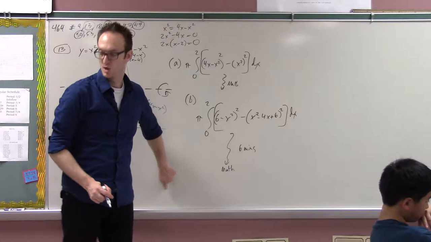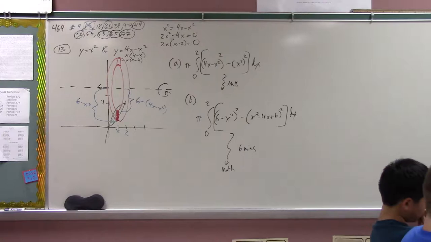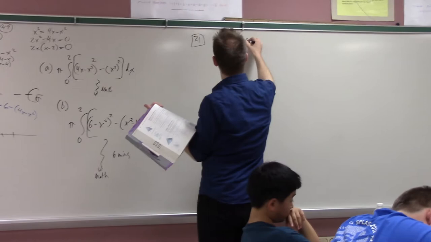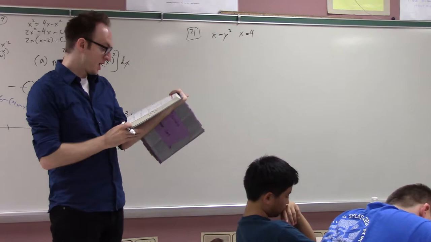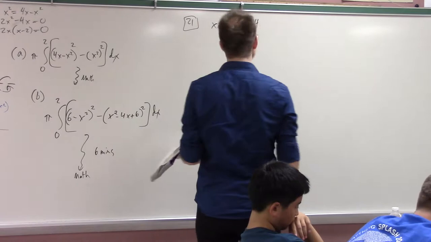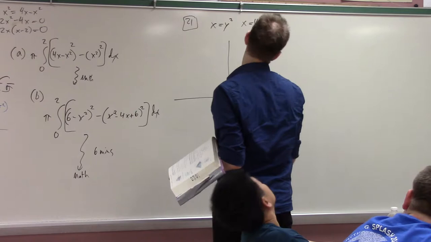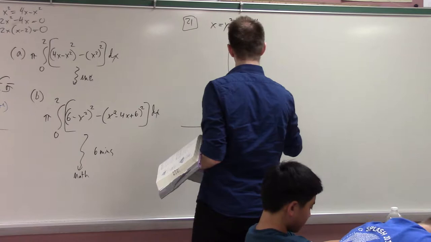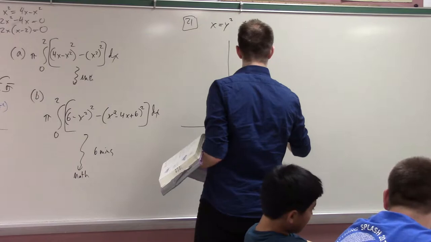21 is the other kind of skill that you need. 21 says, take the curve x equals y squared and x equals 4. Find the region enclosed by those two curves, and then we are going to revolve the region about the line x equals 6. Okay, x equals y squared is a sideways parabola. So if this is my sideways parabola, x equals y squared, and that's 4, then that's because x equals 4, and that's the point (4, 2). Good so far?